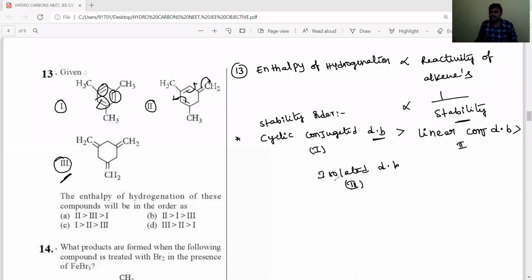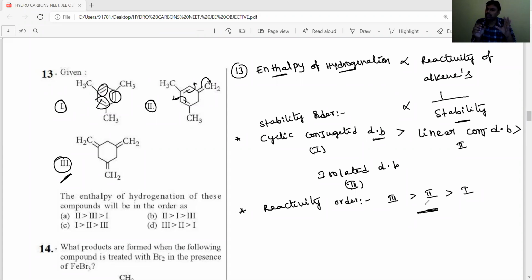So the stability is inversely proportional to reactivity, and reactivity is directly proportional to enthalpy of hydrogenation, or heat of hydrogenation. This enthalpy is nothing but heat of hydrogenation. Therefore, in the reactivity order, which is more reactive, dear students? The third one is more reactive, next the second, and then the first. So we need to remember that the enthalpy of hydrogenation order is nothing but the reactivity order of alkenes.